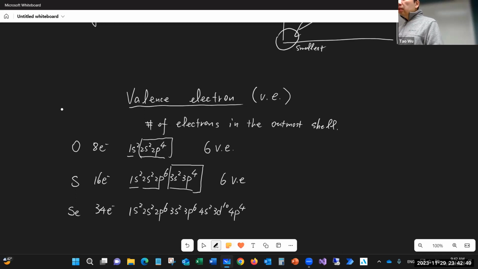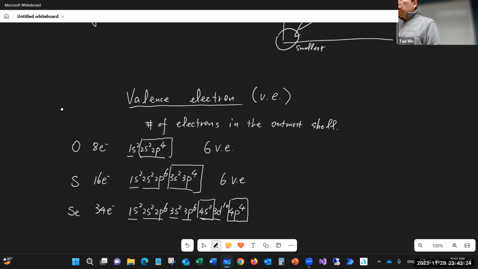Just make sure this has 4 different shells: first, second, third, and the outermost shell is the fourth shell. You see, although 3d is right in between the 4s and 4p, the 3d is still in the third shell. 3d is not in the outermost shell.